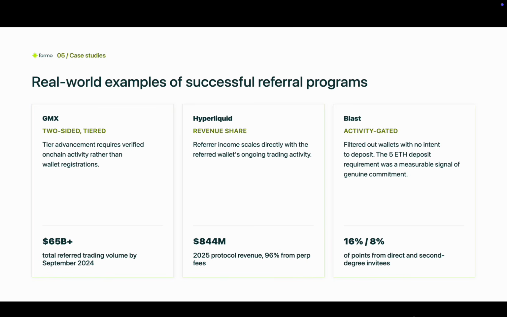And Blast used an activity-gated model where additional invite codes unlocked only after a referred user deposited 5 ETH. Referrers earned 16% of points from direct invitees and 8% from second-degree invitees. These programs use very different mechanics, but they share one important principle. They connect the reward to actual user behavior rather than simply counting wallet registrations.